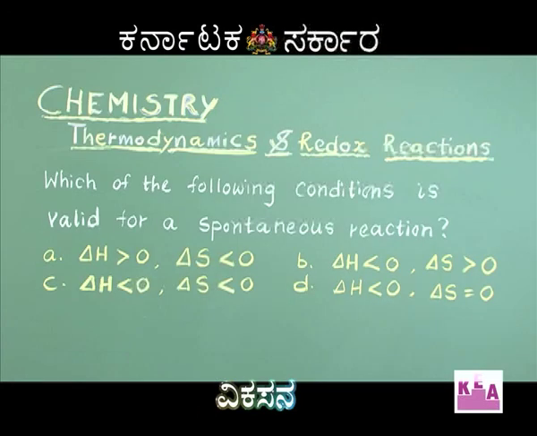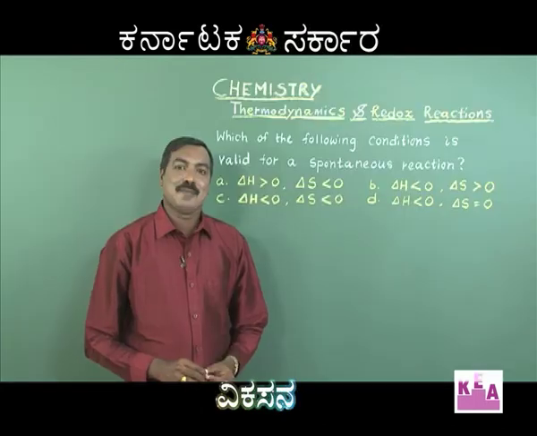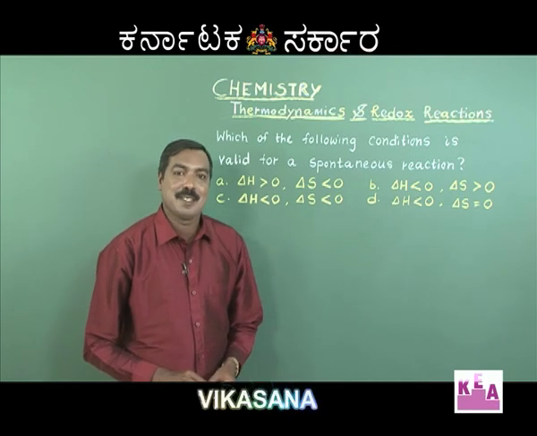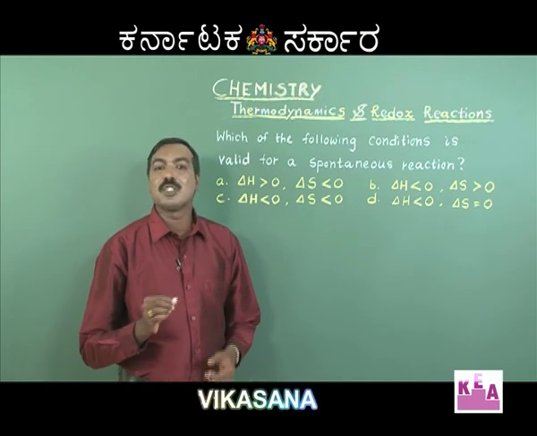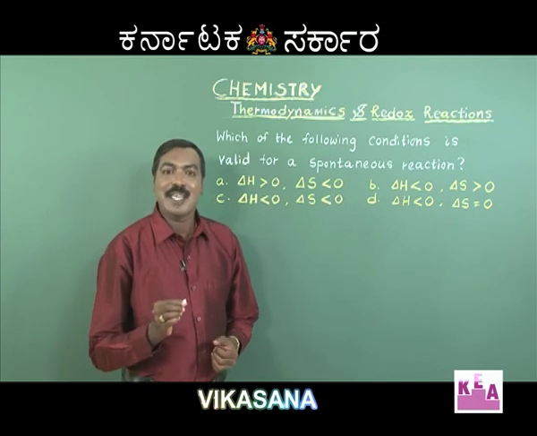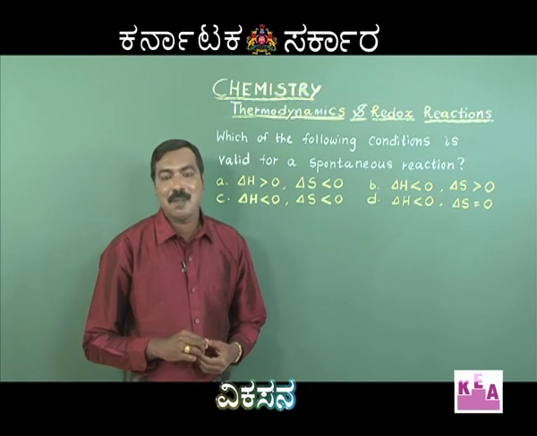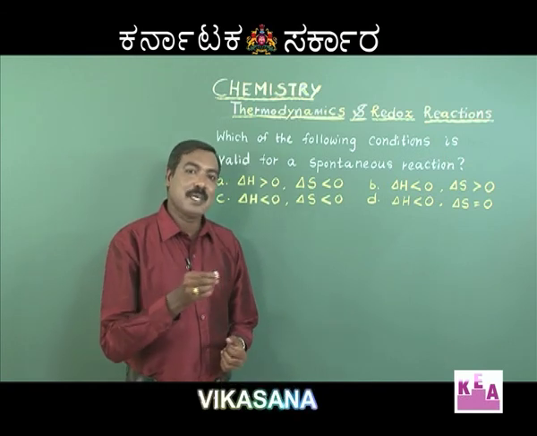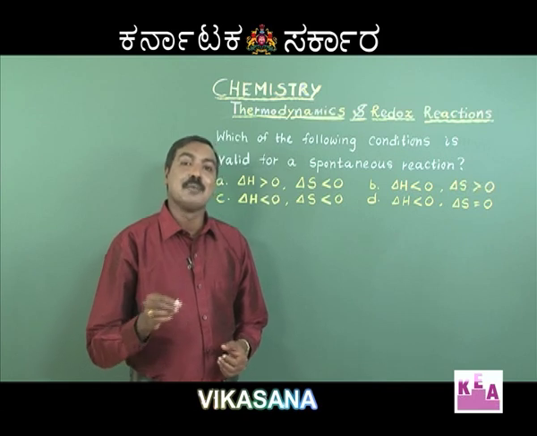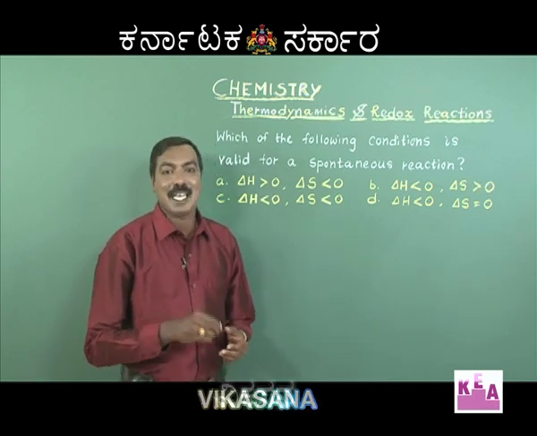Next question, which of the following conditions is valid for a spontaneous reaction? Now what is a spontaneous reaction? A reaction which can occur on its own, with or without any external agency, is said to be a spontaneous reaction. For example, zinc dropped in dilute HCl, hydrogen gas is liberated. It is a spontaneous reaction.